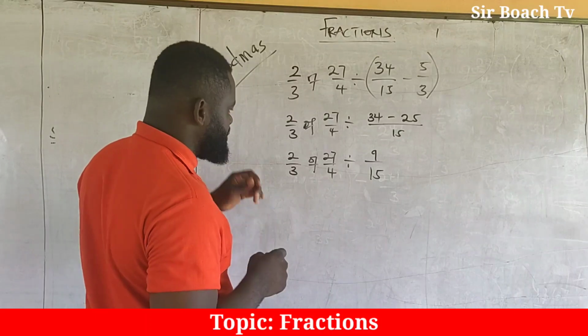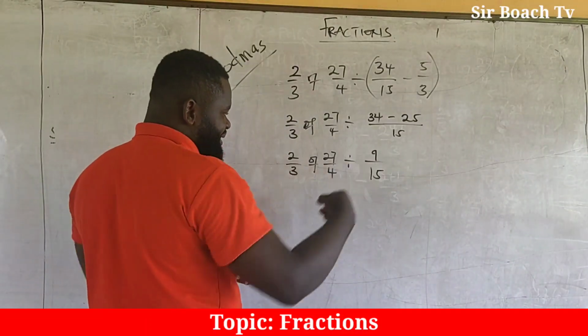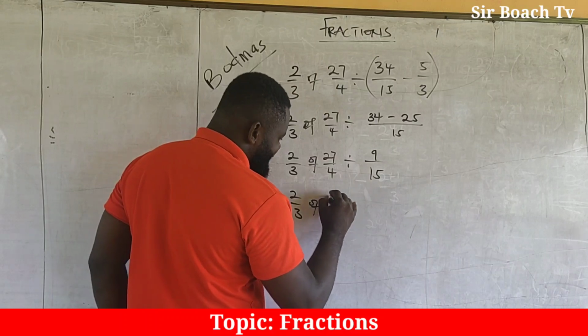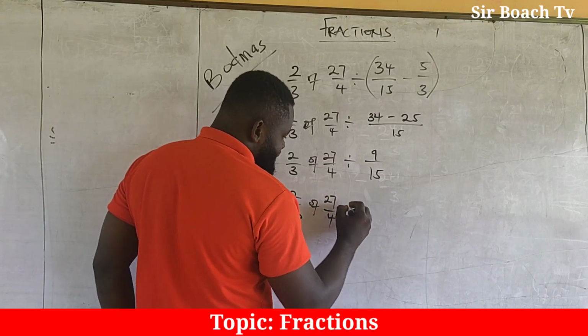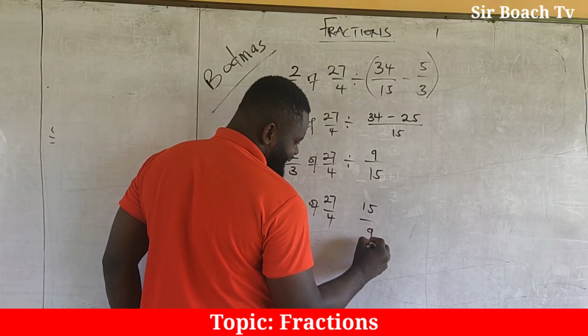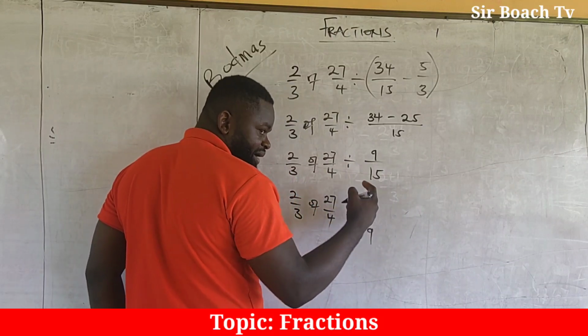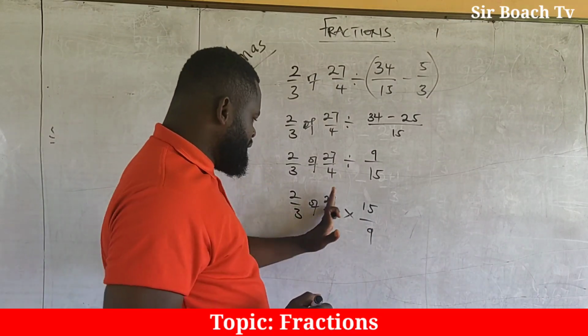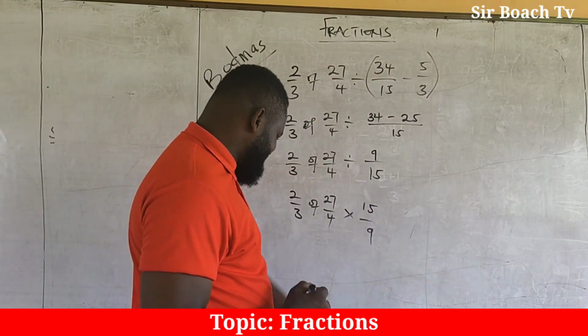Now, we can reciprocate this side. So we are getting 2 on 3 of 27 over 4. Now, when we reciprocate this, we are going to get 15 on 9. Because we have reciprocated, the sign goes to what? Multiplication. Now, what do we do from here? We multiply the top and multiply the down.